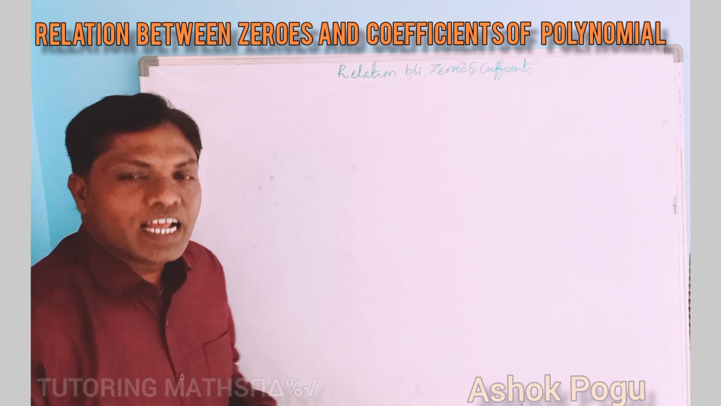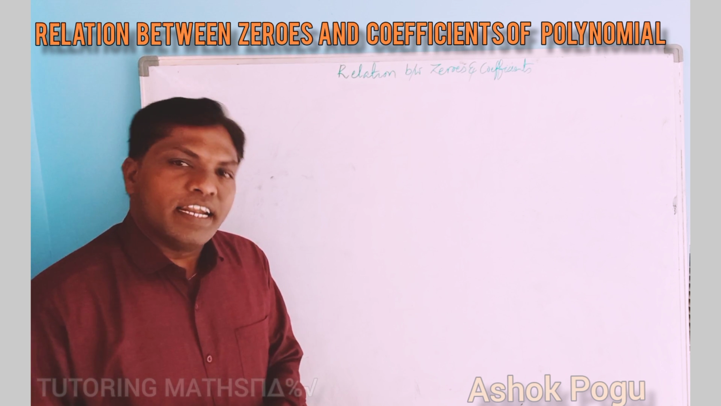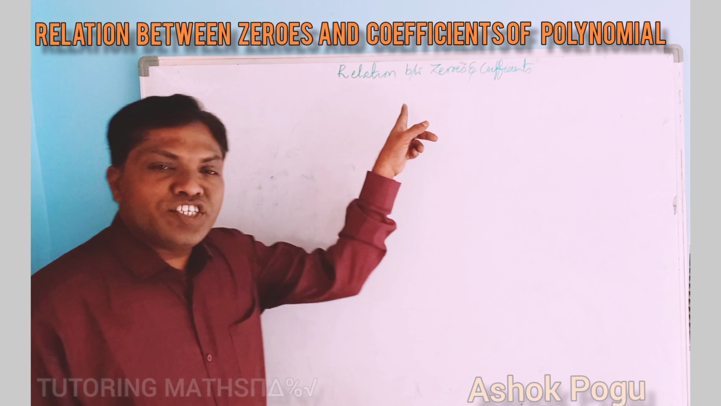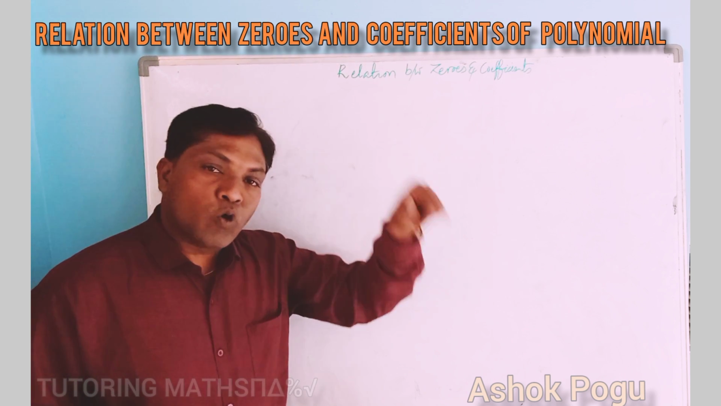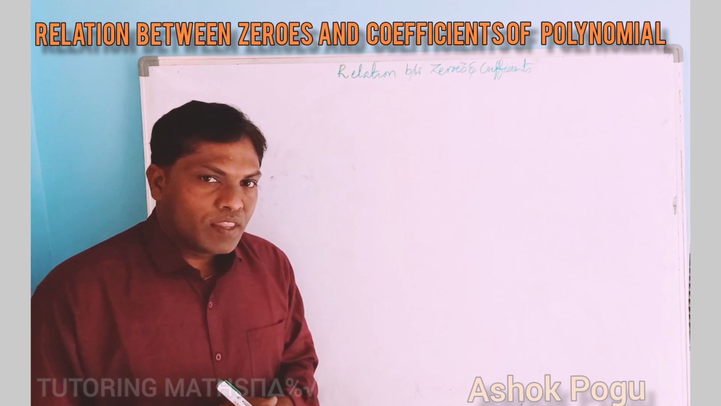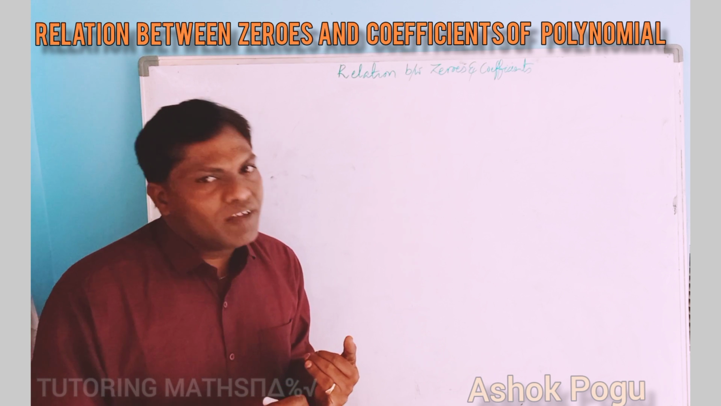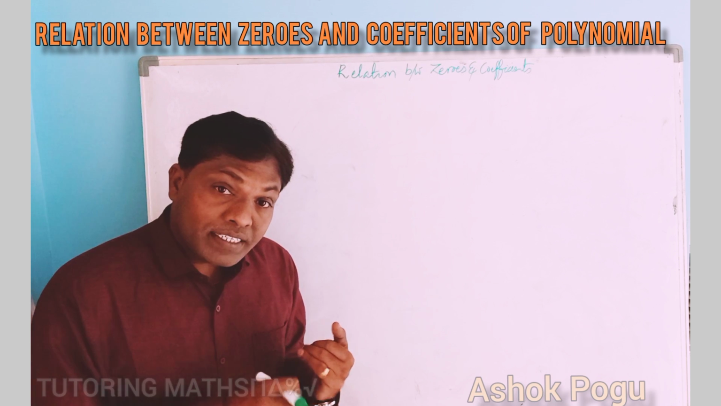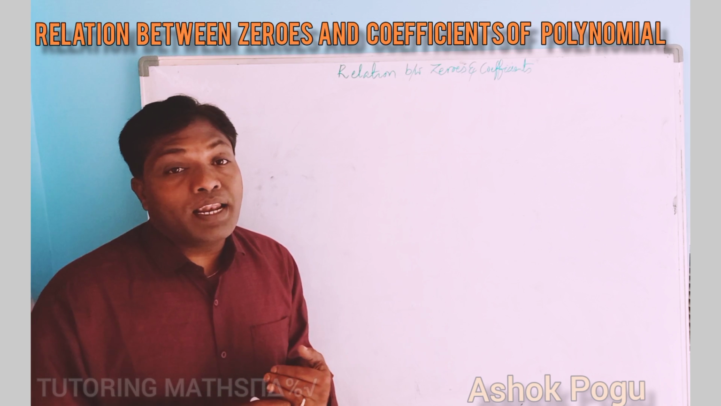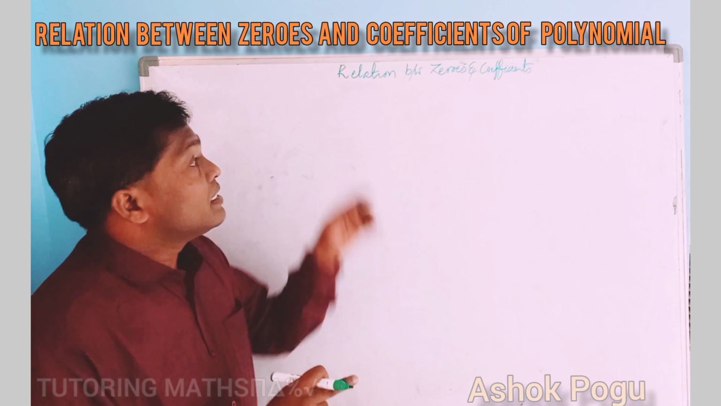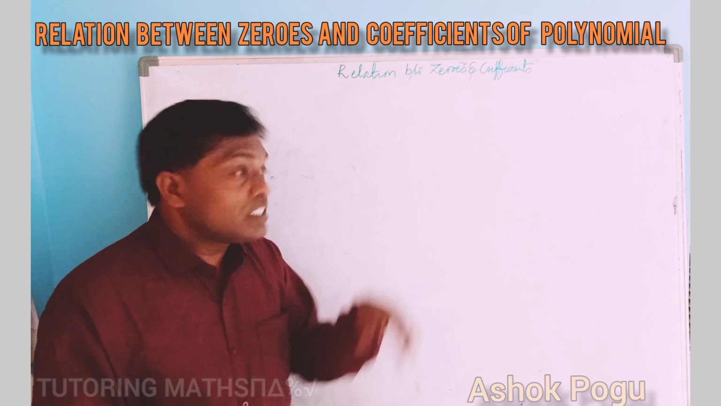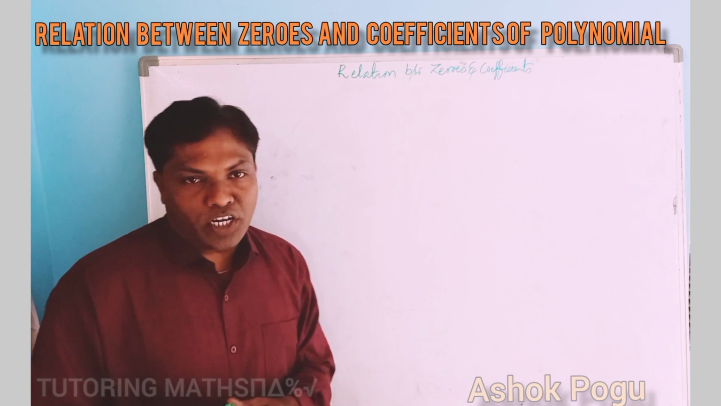Welcome dear students, and today let us discuss the relation between zeros and coefficients of a polynomial. A quadratic polynomial will be given, and we have to find the zeros of the quadratic polynomial, and also we have to verify the relation between the zeros and coefficients of the given polynomial.